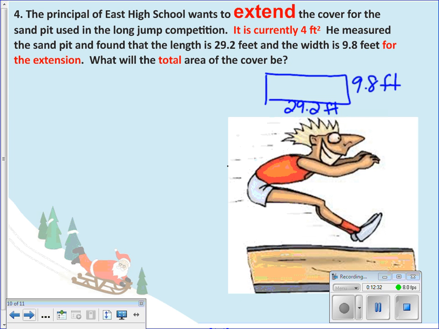So I changed it, so now he currently has a cover on the jump pit, sand pit. The current cover is 4 square feet. So add that sentence to your notes, Kevin. That's what we were doing. Okay, good, because that's the part where you gave me the face. So the 29 and 2/10 feet and the width is 9 and 8/10 for the extension. That's the measurement of the extension.